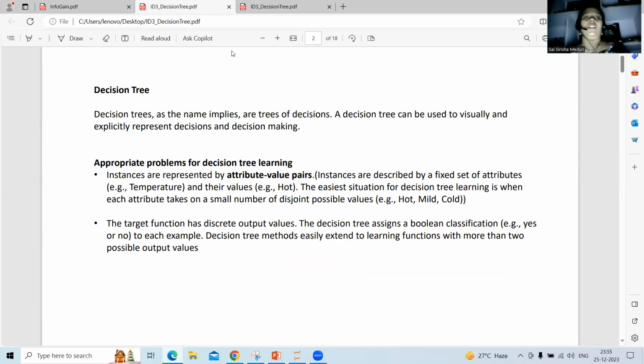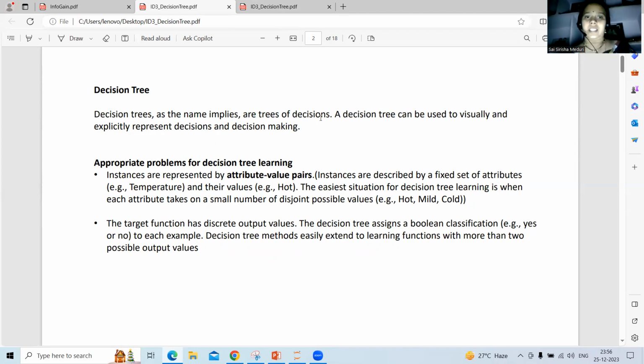So a decision tree is nothing but a tree of decisions. It is like conditional branching, where if this condition is satisfied, this should happen. If the other condition is satisfied, this should happen. Else something else should happen. That is how we know if-else, right? It is similar to that.